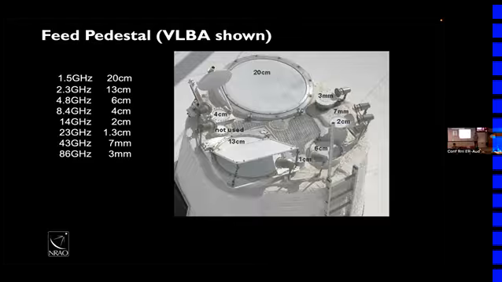Chris, do you have a pointer on your slide that you can use?